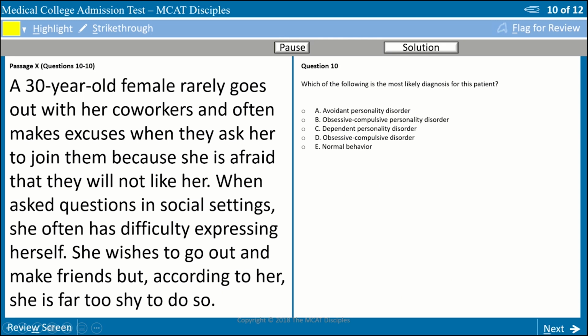An example. A 30-year-old female rarely goes out with her coworkers and often makes excuses when they ask her to join them because she is afraid that they will not like her. When asked questions in social settings, she often has difficulty expressing herself. She wishes to go out and make friends, but according to her, she is far too shy to do so. This is the passage that is an example of avoidant personality disorder.